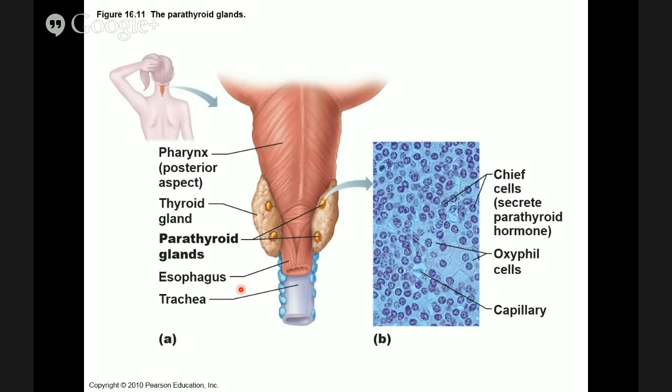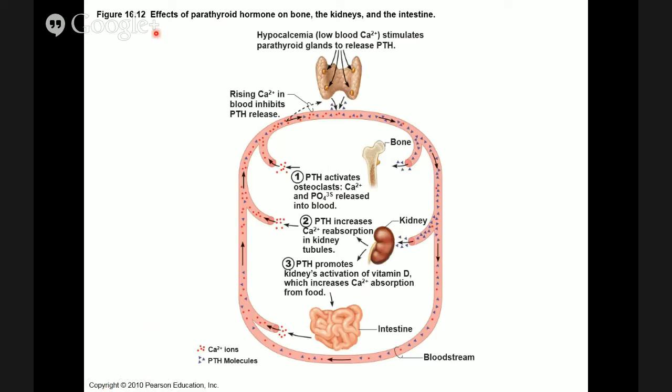It's also going to increase the absorption of calcium in the kidneys and activate vitamin D, which helps us absorb more calcium from our food. So here's the effect of the parathyroid hormone on the bone, the kidneys, and intestines. So you can see we release the parathyroid hormone. We also increase calcium reabsorption in the kidneys. We also promote the activation of vitamin D, which increases calcium absorption. And we're also going to pull the calcium out of the bone in order to increase blood calcium levels.